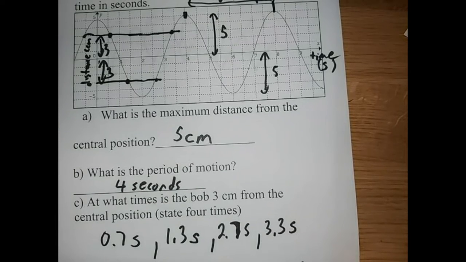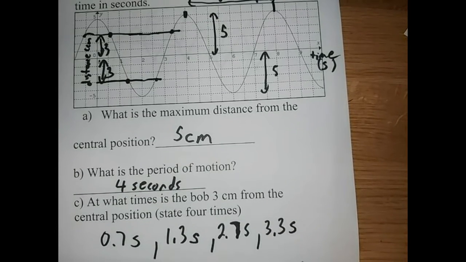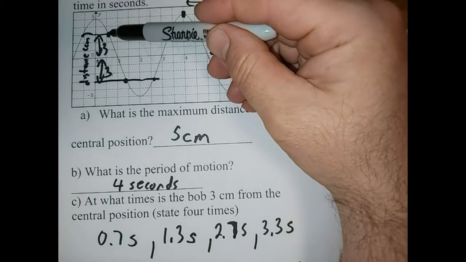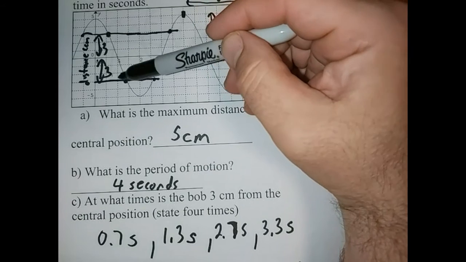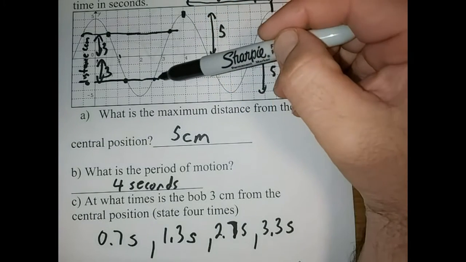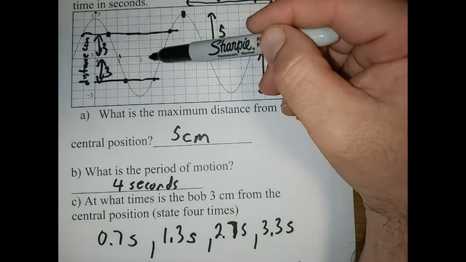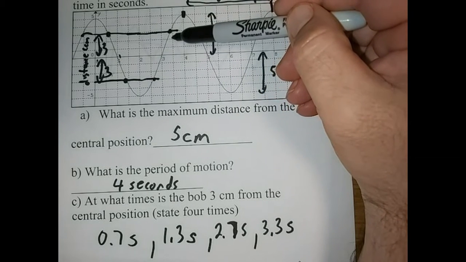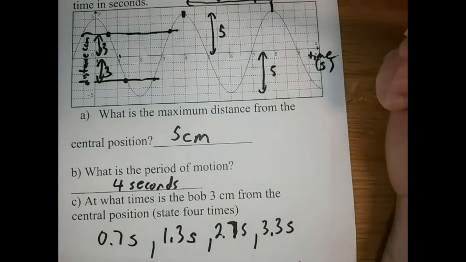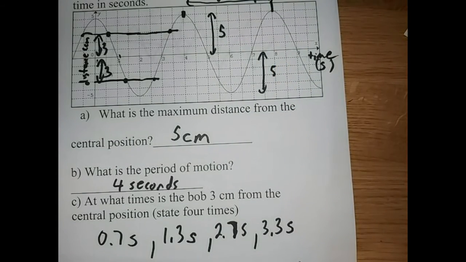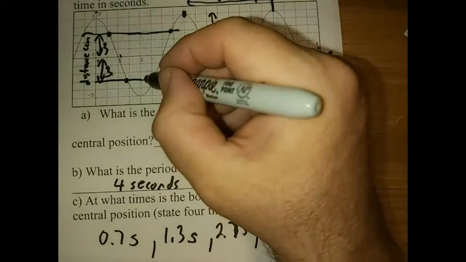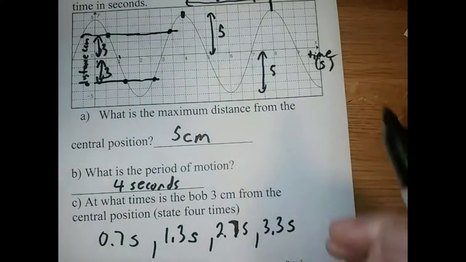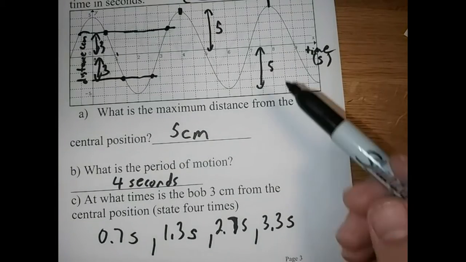So at what time is the bob 3 centimeters from the center position? We follow the 3s. The first one's about 0.7. This is about 1.3. That's about 2.7, and that's almost 3.5, but 3.3. So we've got our different point positions there. These are the points I looked at, the little dots.